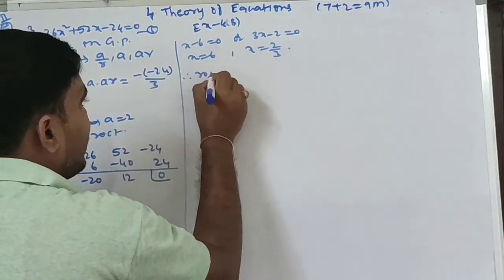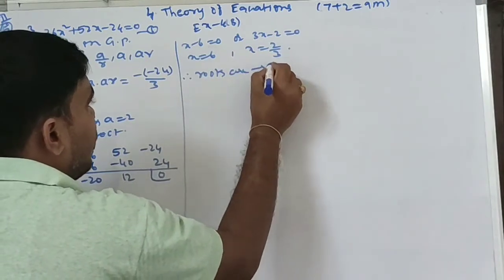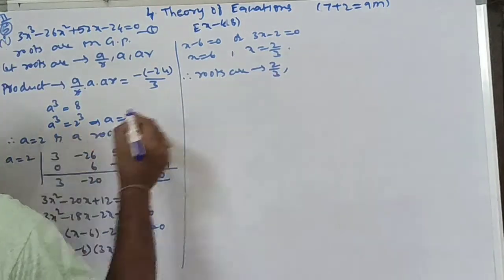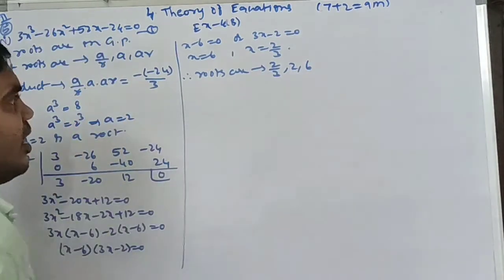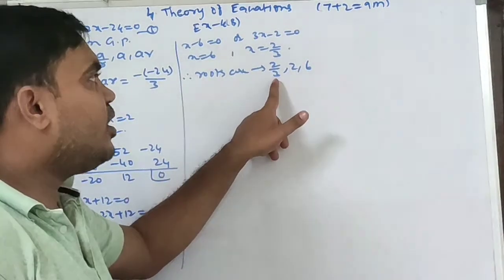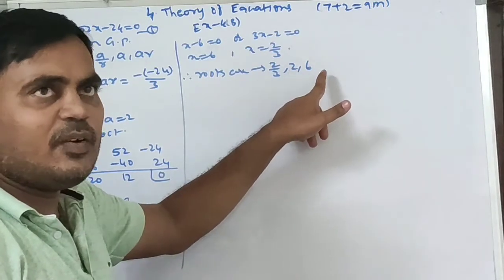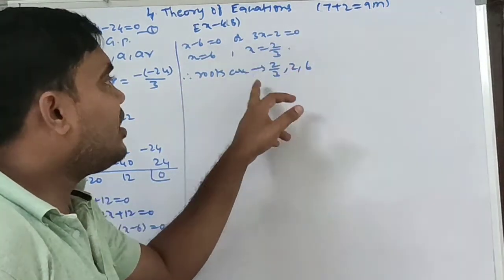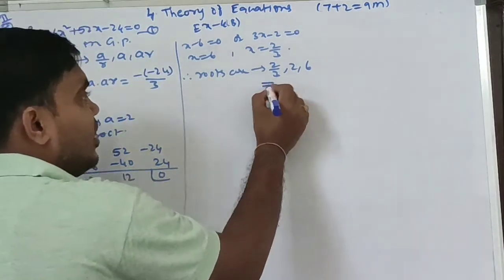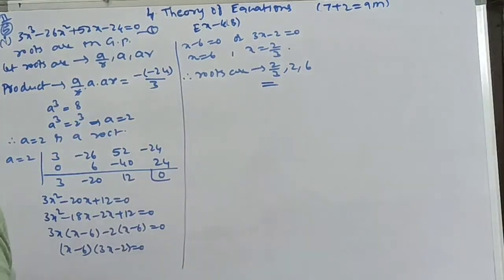Therefore the roots are 2/3, 2, 6. If we multiply 2/3 with 3, we get 2. If we multiply 2 with 3, we get 6. So the ratios are equal, so these are in GP. This is the required solution.